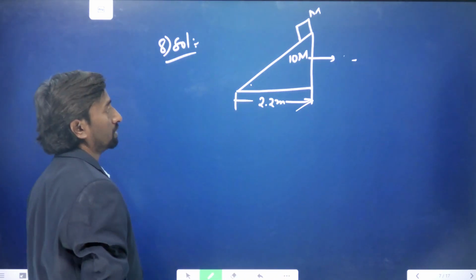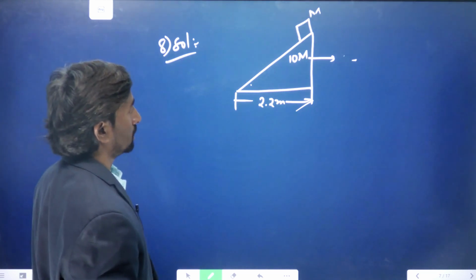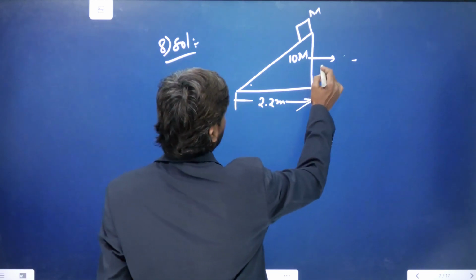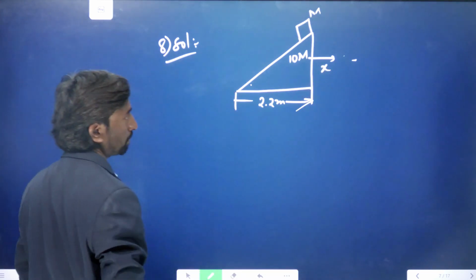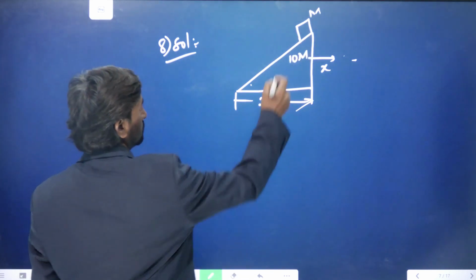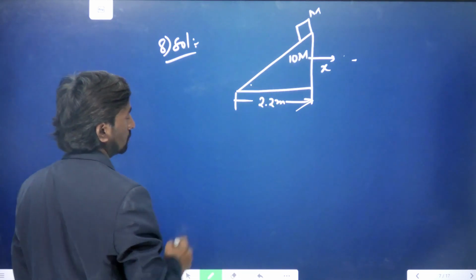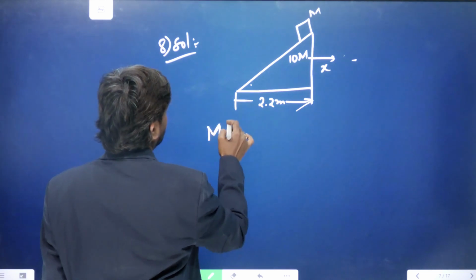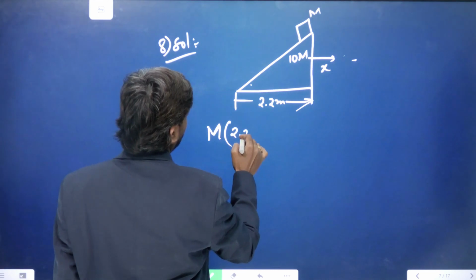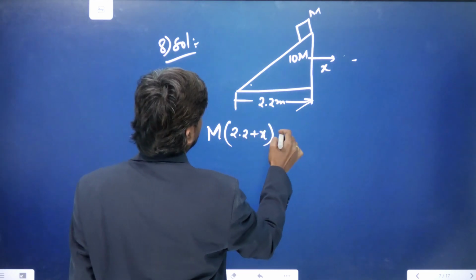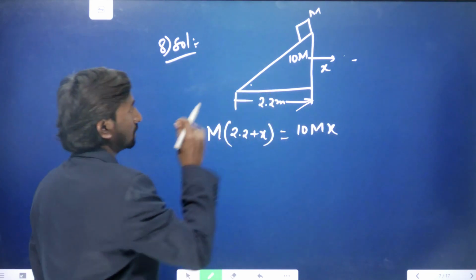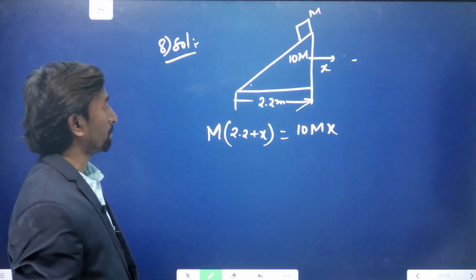So the center of mass will remain the same. Suppose the bigger block moves x distance, and this block will move the same x distance downwards. So we can write the distance moved by this one as 2.2 plus x, equals 10 m into x. The center of mass does not change.